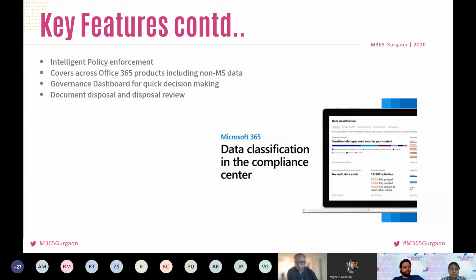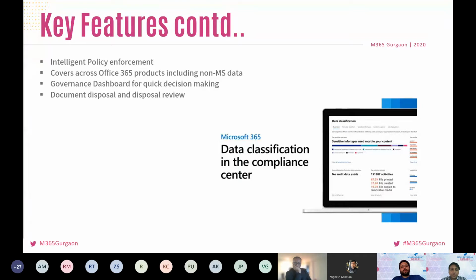Then the next key feature, which I think we should focus on, is that it covers across Office 365 products. So it's not about one product we are talking about here, like SharePoint Online or Exchange or Teams or Office 365 Groups. In general, you can define a policy at the central tenant level, and then those policies can be published to all or selected products. Like you can define a policy which is applicable to all emails, all SharePoint Online content, or Teams content, and you can apply that policy there.